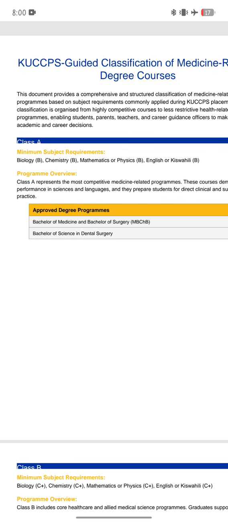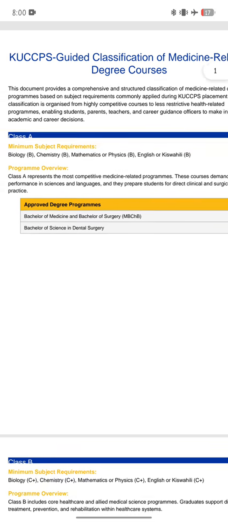In this category, we have classifications from class A to class F, and I'm going to go line by line so that you get to understand. In class A, we have courses with the following minimum subject requirements: biology B plain, chemistry B plain, mathematics or physics B plain, English or Kiswahili B plain.